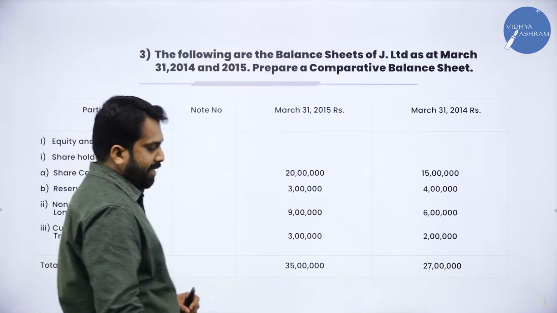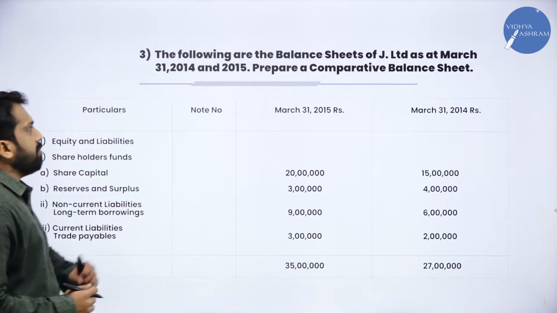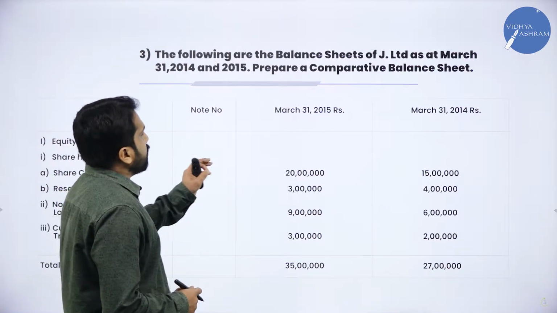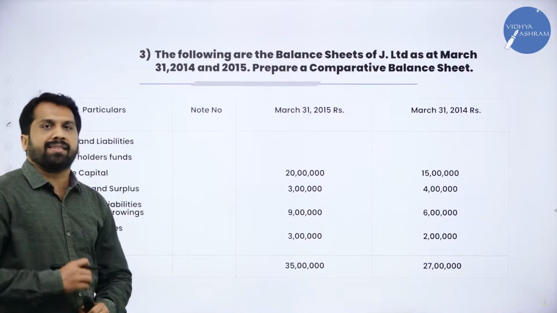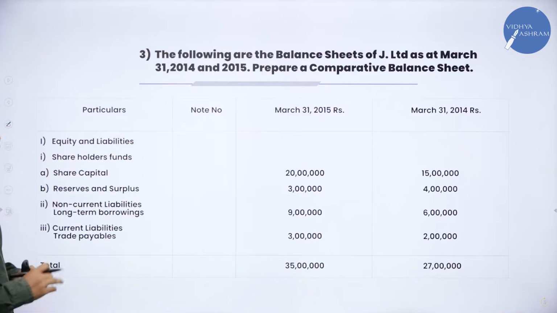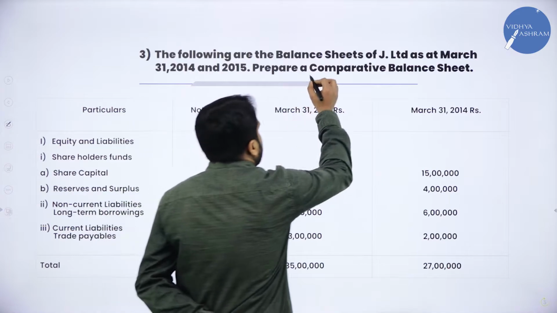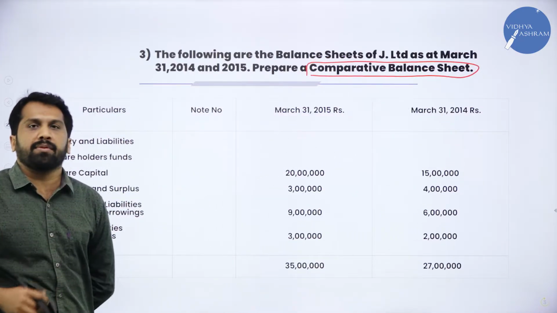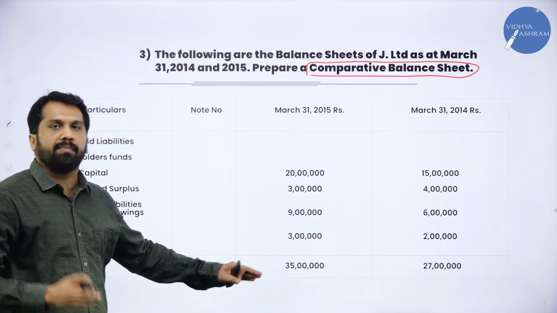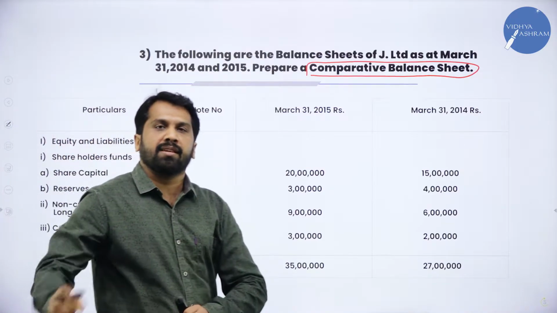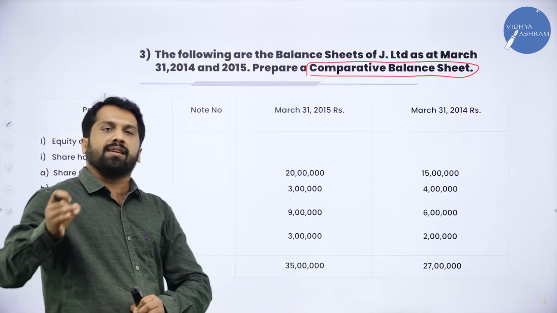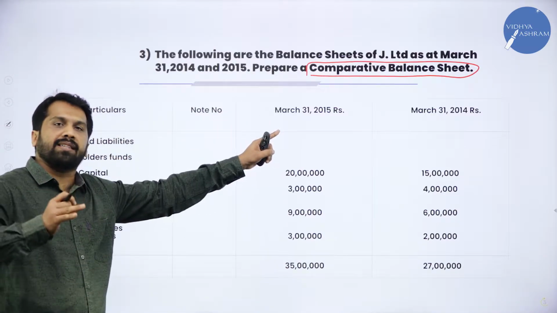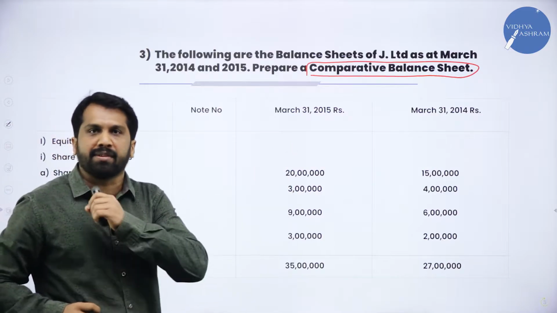The following are the balance sheet of J Limited as at March 31st, 2014, 2015. Prepare comparative balance sheet. Now, as I told you, you have to remember this. Why? Because the question will be same, but in your examination, it may be comparative or common size. You have to see that properly, whether they have asked comparative or common size.